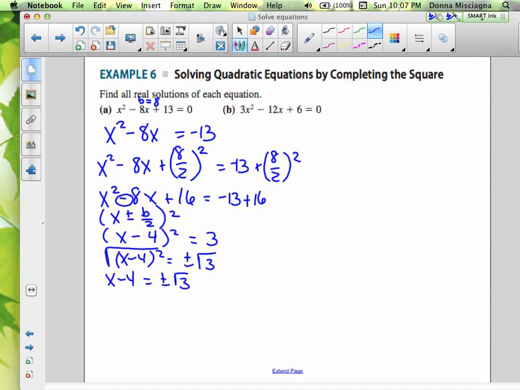And the 4 goes in front. These are two separate terms. x equals 4 plus or minus the square root of 3. They can't be combined any more than that. All right? Let's do the same thing on the other side for the other equation.